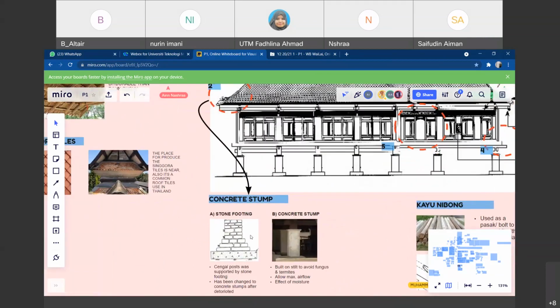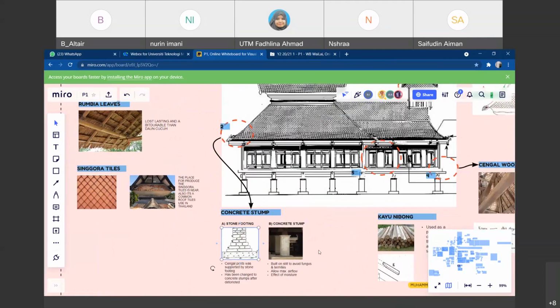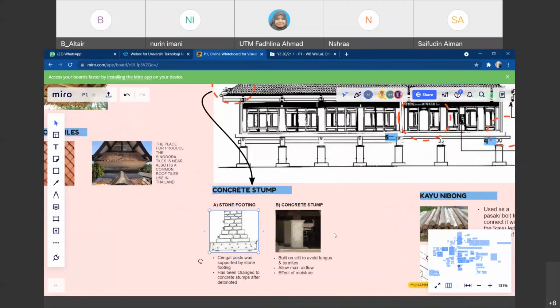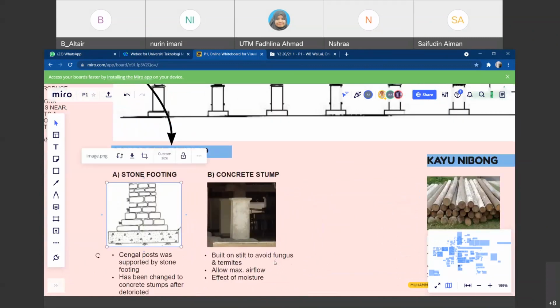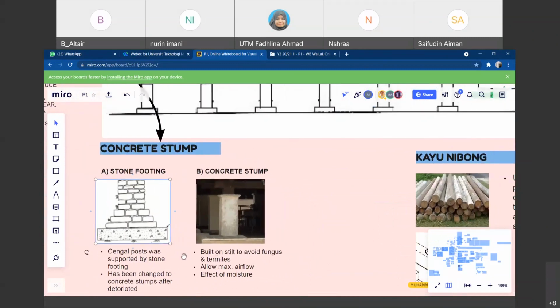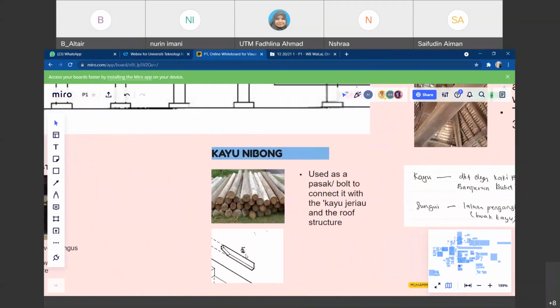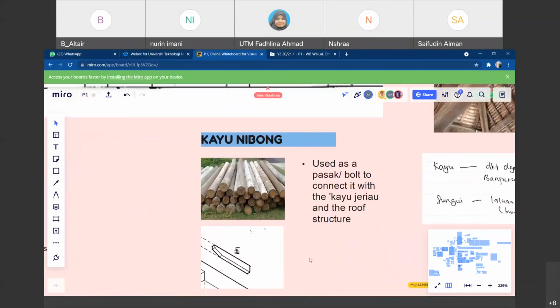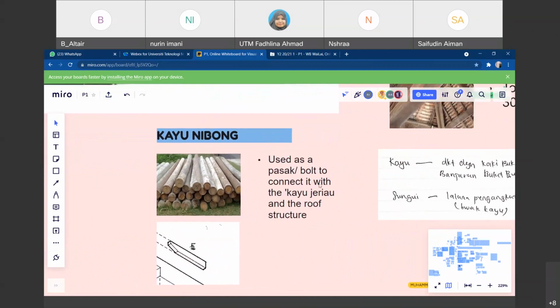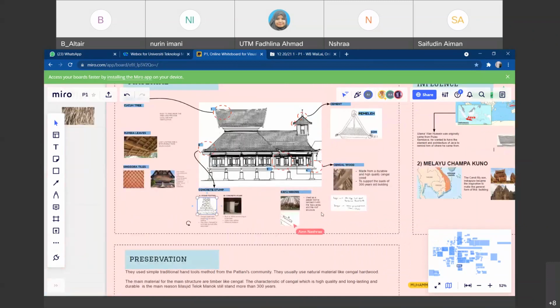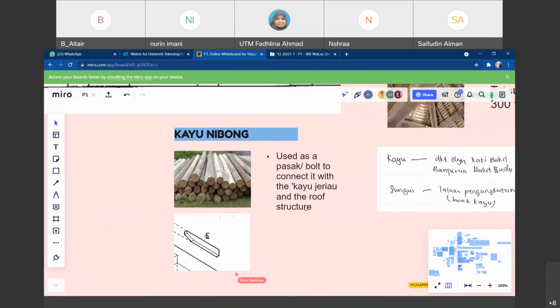And then they use the concrete stump. The concrete stump is built on street, just like what Pudin said, to avoid fungus. And then they use the kayu nibong. Kayu nibong is like a bolt, like a nail, but a timber type of nail that they use as a pasak and bolt to connect with the kayu jeriau and the roof structure. I'll explain it later in the construction details, that for the roof structure they use many types of tanggam and bolt. So this is the type of material they use, kayu nibong.